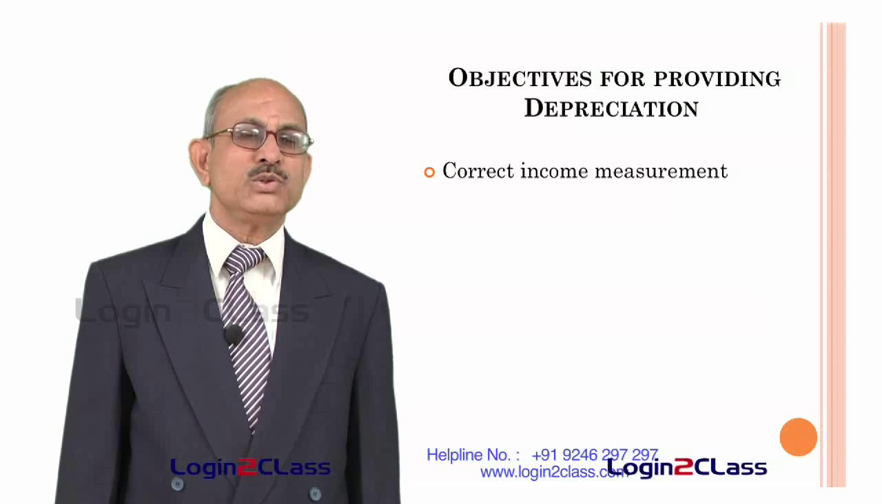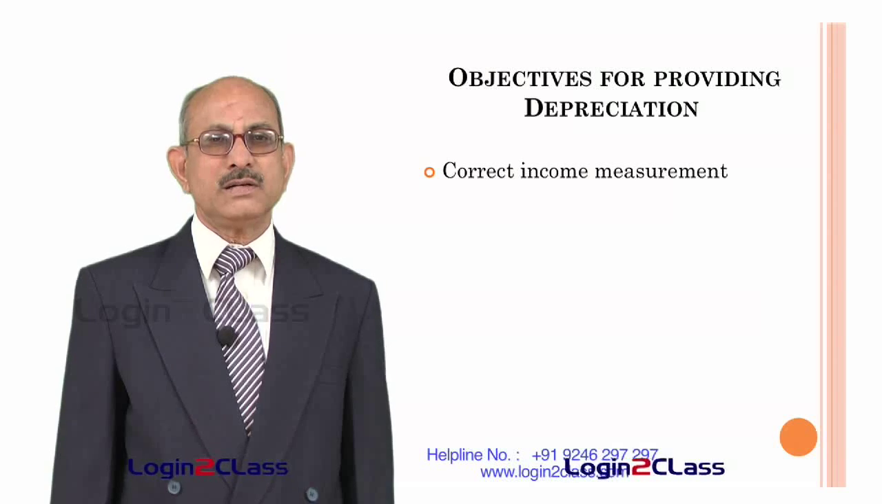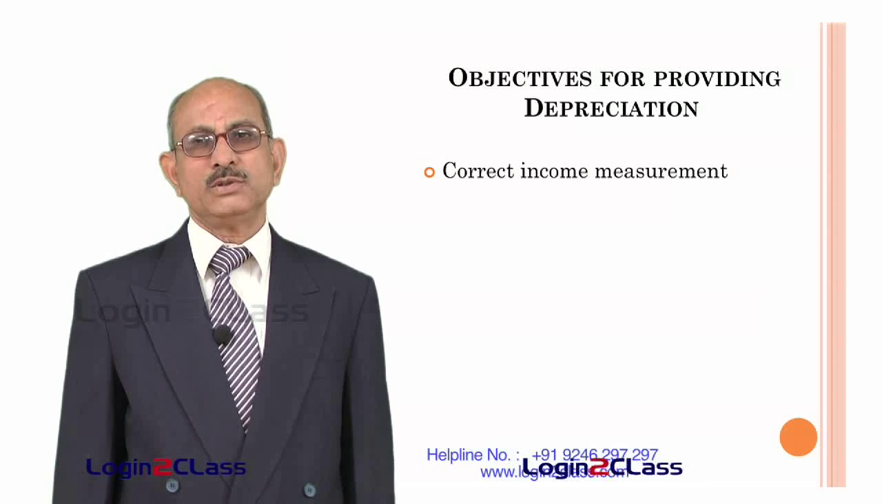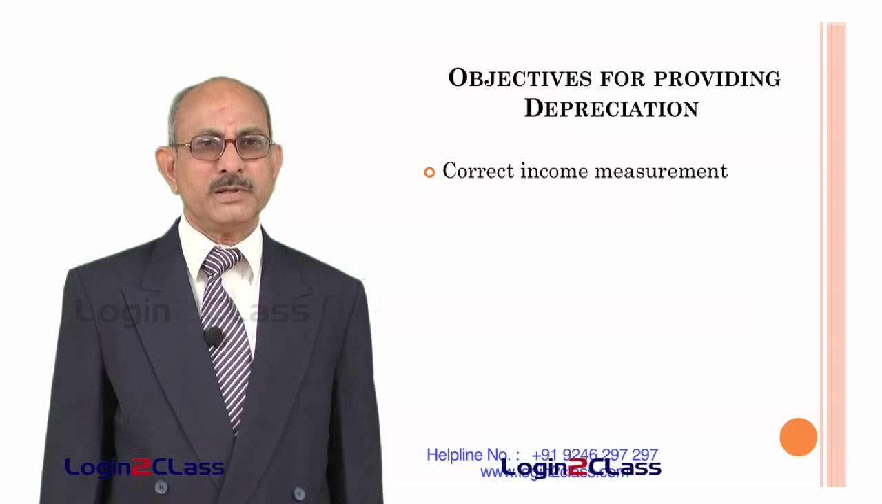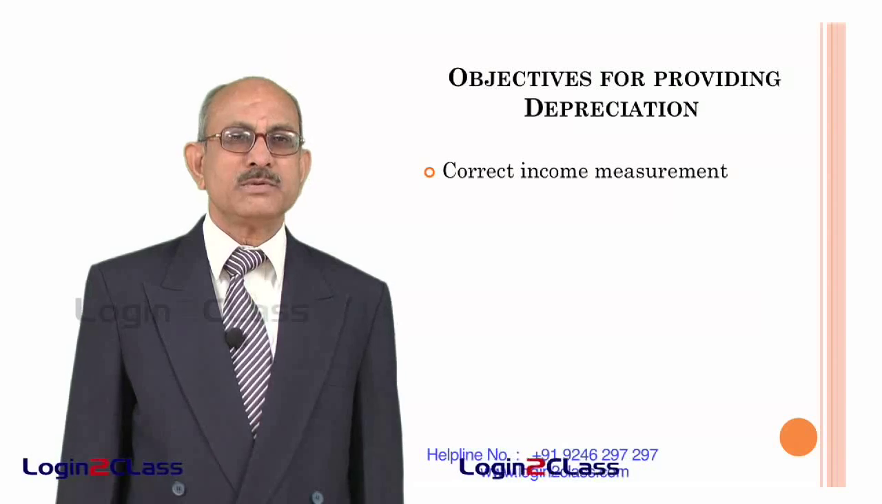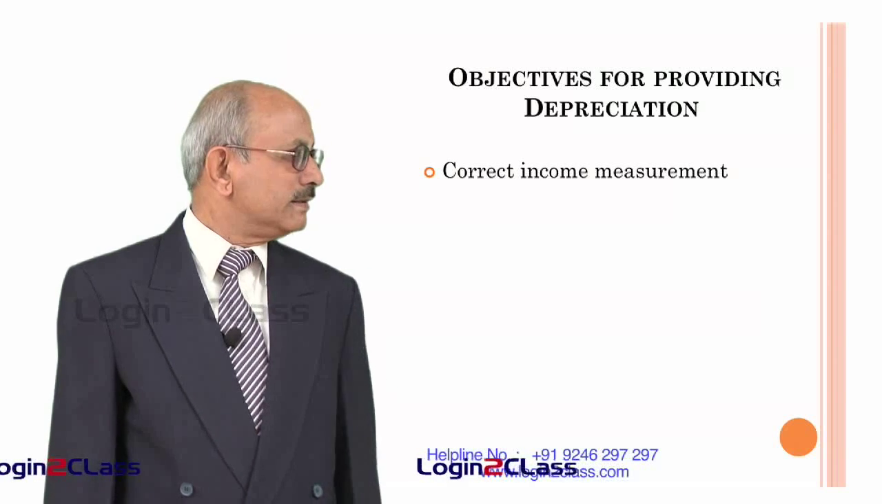So, in order to ensure that the income measurement is done correctly, we need to take all expenses which are incurred by the entity during that accounting period. So, since depreciation is also an item of expenditure, we need to provide for depreciation in the income statement. That means depreciation has to be taken as an expenditure.